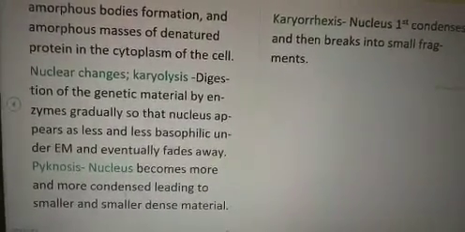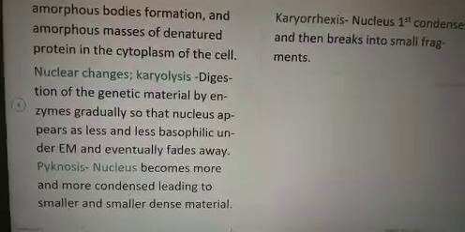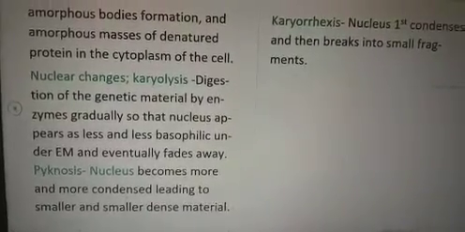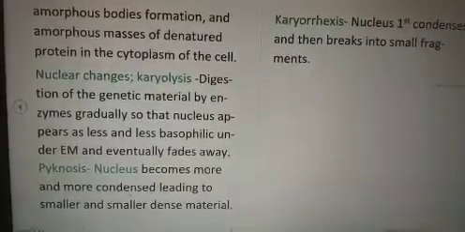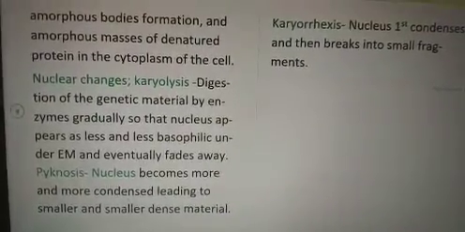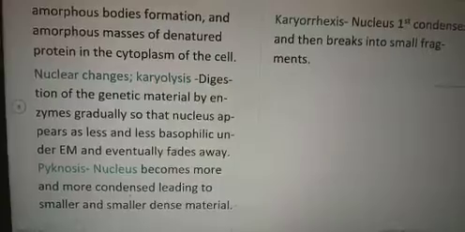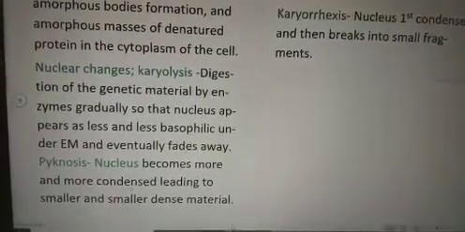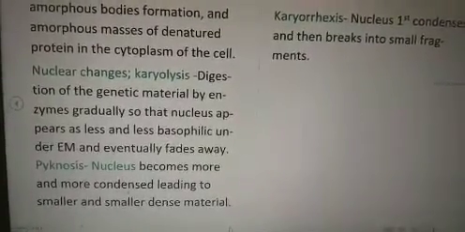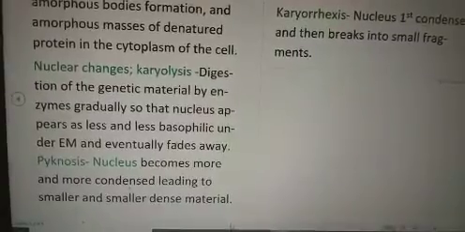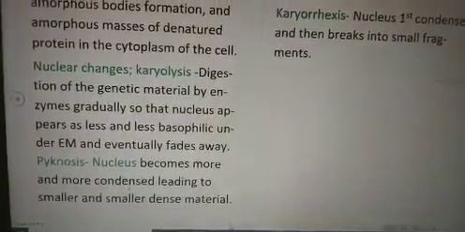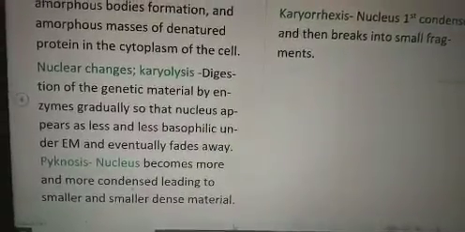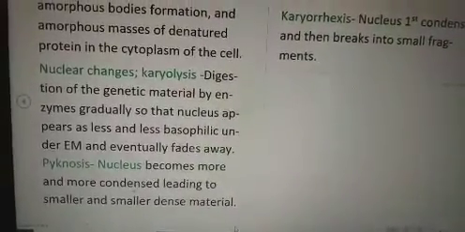The enzymatic digestion is obviously happening all around in the cytoplasm of the necrotic cells, as we talked about, when the lysosomal enzymes get released into the cytoplasm of the necrotic cells. They also digest with several DNases and RNases. They digest the genetic material. So the nucleus will also disappear.